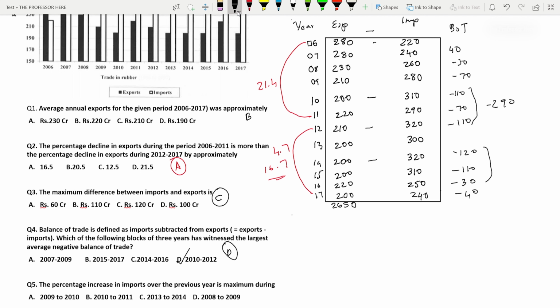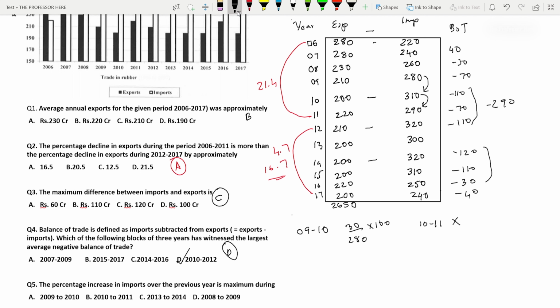Now we come to the last question of the set, question number 5. The percentage increase in imports over the previous year is maximum during. Option A, 2009 to 2010, then there is an increase of 30. So 30 divided by 280 into 100. Now we come to option B, 2010 to 2011, there is actually a decrease. So we don't even have to calculate this value.